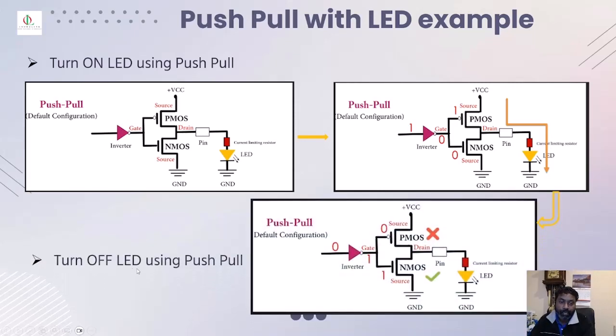Whereas to turn off the LED using push-pull, it's the reverse. You need to send 0, and once it inverts to 1, the NMOS gets active. There is no power supply voltage coming through, so nothing will come through this. Only 0 comes through this drain, so therefore the LED will be in the off state. So this is the difference between the two, open drain and push-pull.